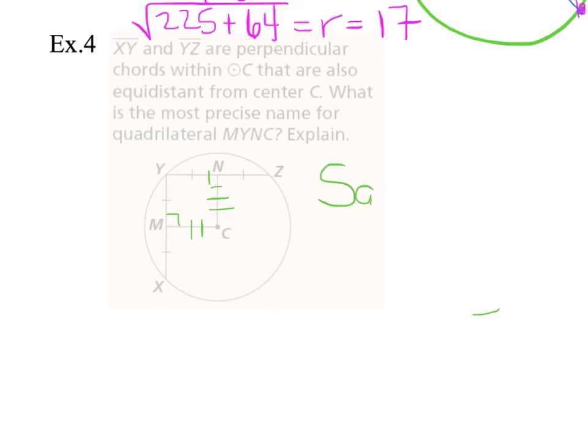It's a square because all the sides are the same, and we have 4 90-degree angles. So you have congruent chords. They're equidistant from the center, and a diameter that bisects a chord is perpendicular to the chord, so that's where the 90-degree angles come from. So from all that, we can gather that it's a square.